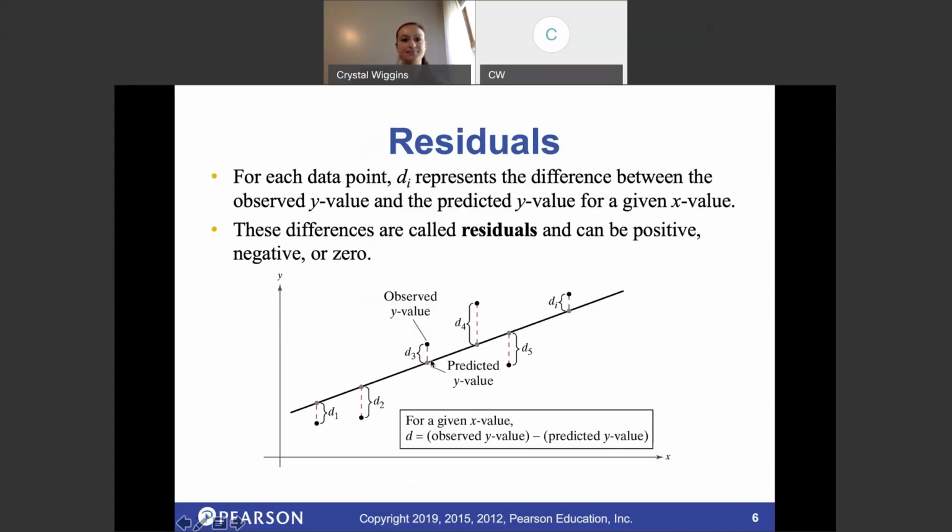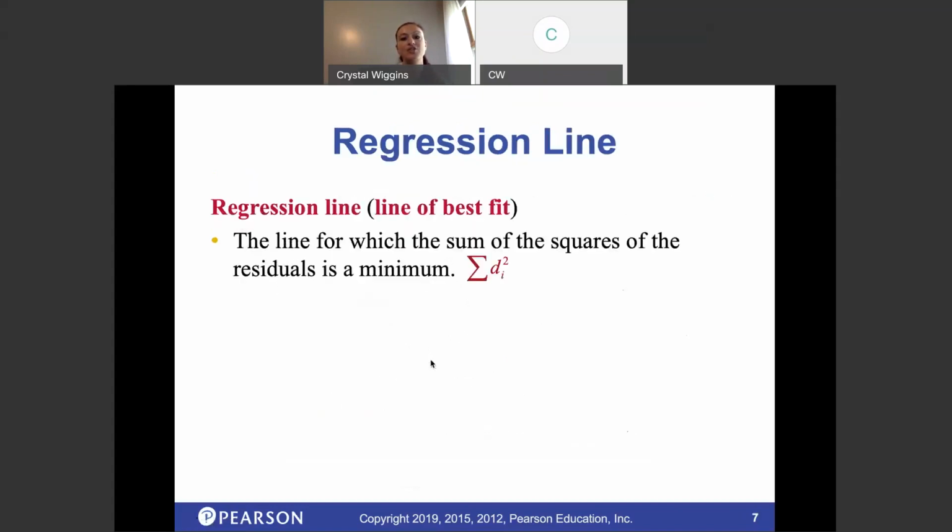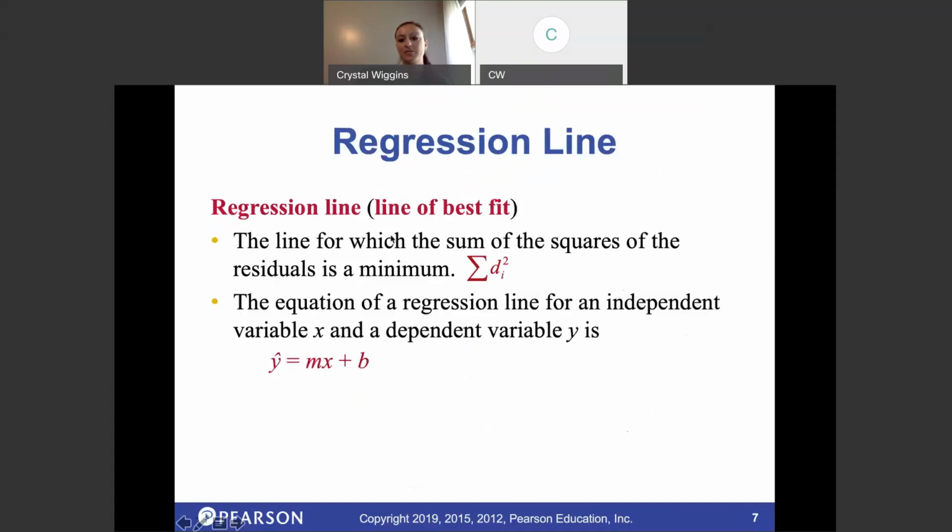The regression line, also known as the line of best fit, can be found using a very complicated formula. We're using statistical software, so we are not doing this by hand, but it's just y equals mx plus b. Once you find the slope and the y-intercept, that's what we're using to make predictions.